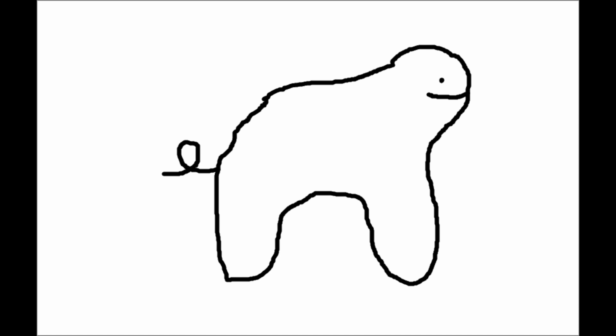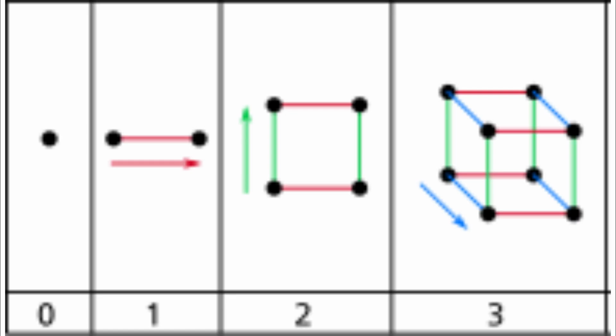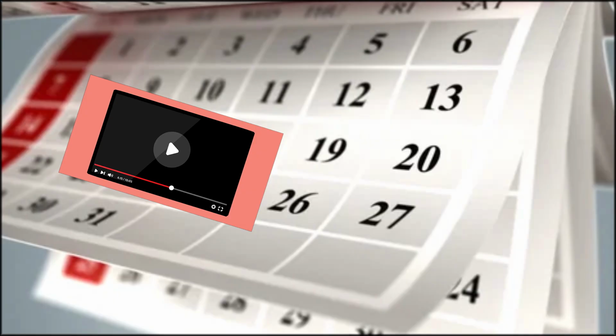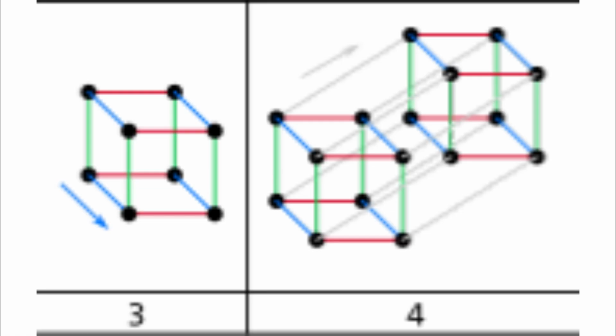Glensheeps only exist in the two-dimensional world, so we're going to build 0 up to 2 dimensions, because that's all the canon forms of Glensheep. And then a video in the near future will be the higher dimensions.